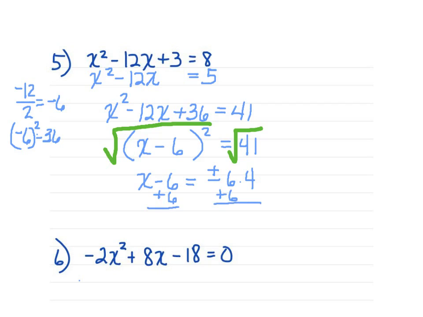So here's what I have. x equals positive 6.4 plus 6. x equals negative 6.4 plus 6. So that my two solutions are negative 0.4 and positive 12.4.